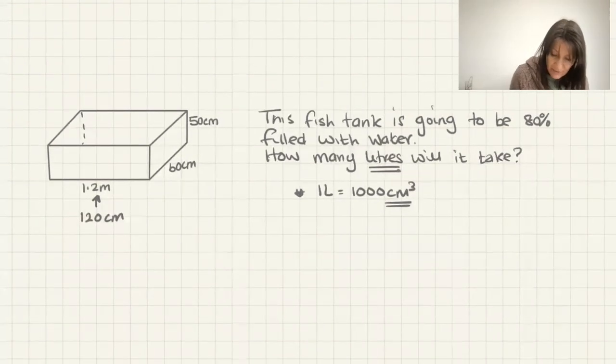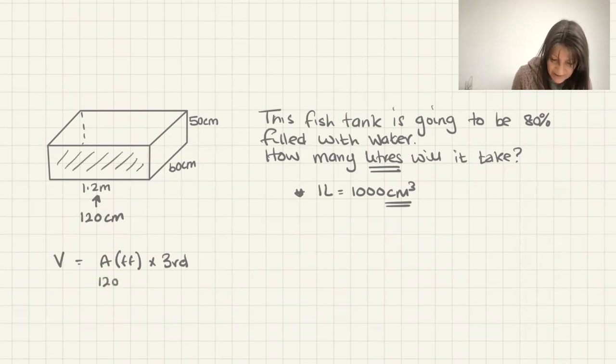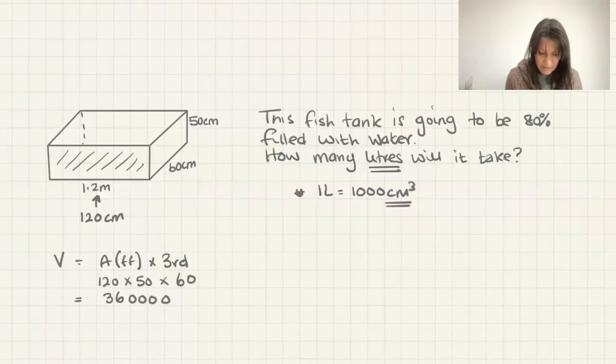Okay, so volume is area of the front face times by the third length. My front face is here. So that's 120 times by 50, and third length is 60. I put that into my calculator and I work out that I've got 36 and then 4 zeros, so 360,000 centimeters cubed.